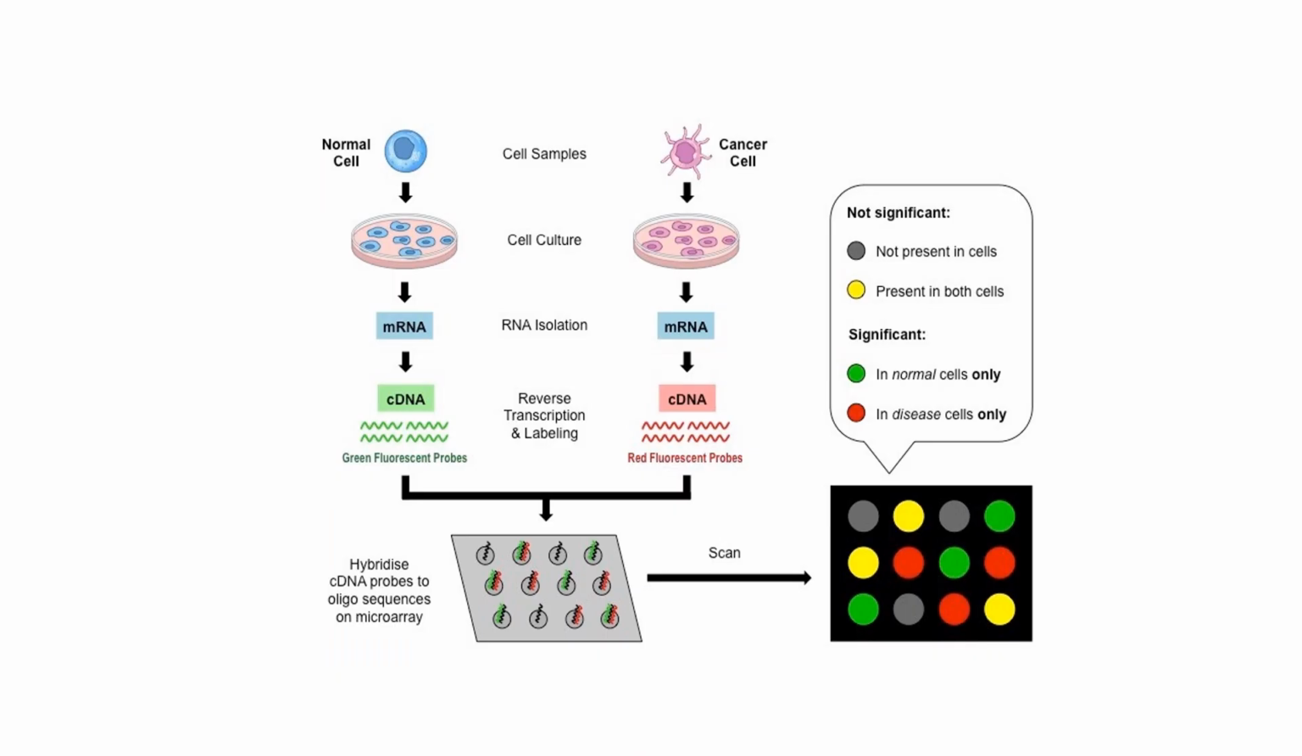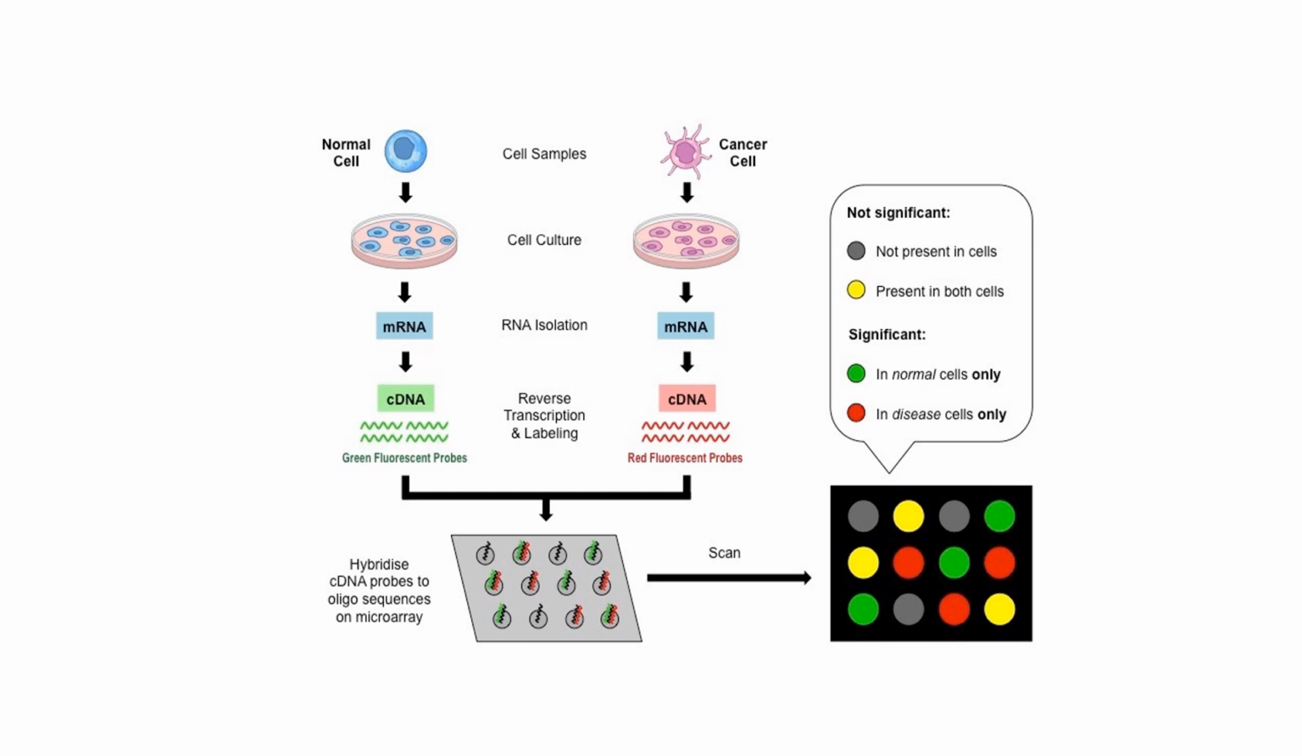This is the pictorial representation of the DNA microarray, where the normal cell and the cancer cell are compared using this DNA microarray technology. From these biological samples, the mRNA is isolated and purified, and then it is allowed for the synthesis of cDNA by the process called reverse transcription, and then labeling. This is a two-color experiment.